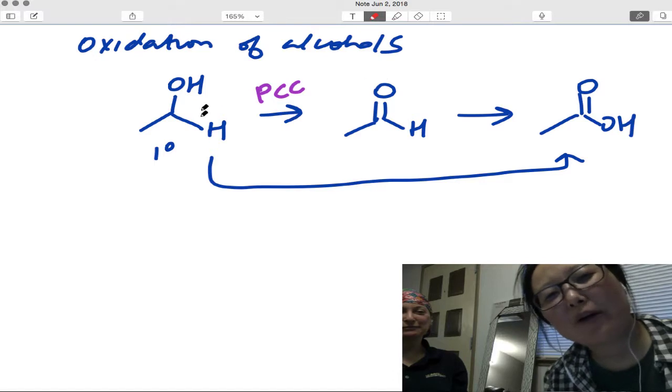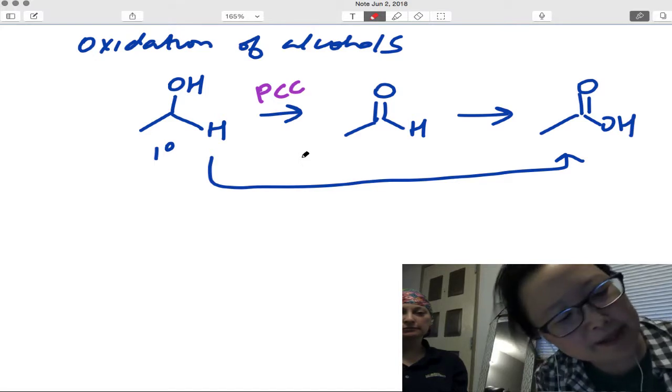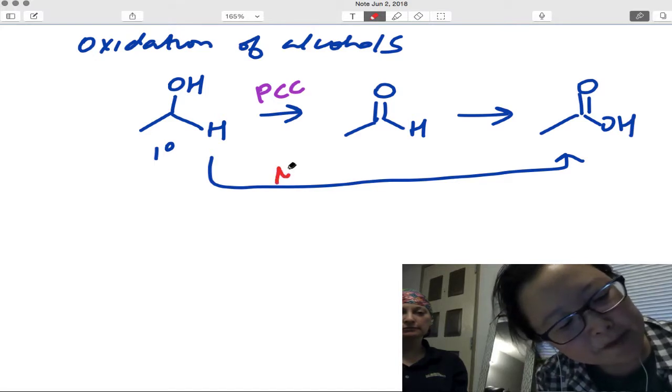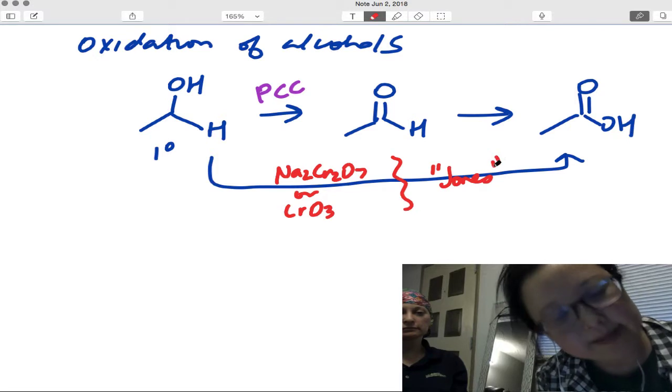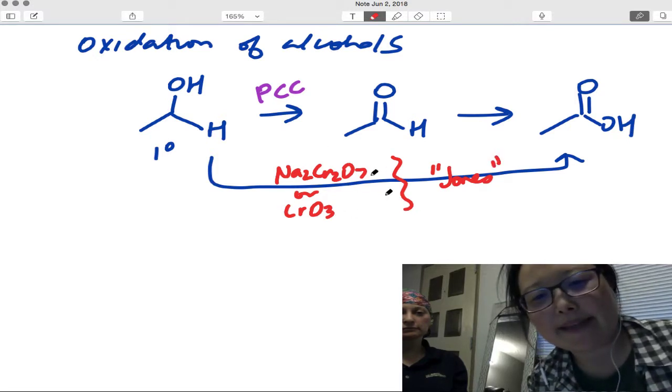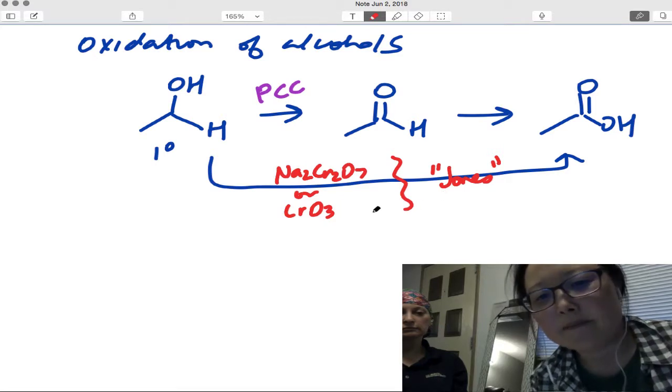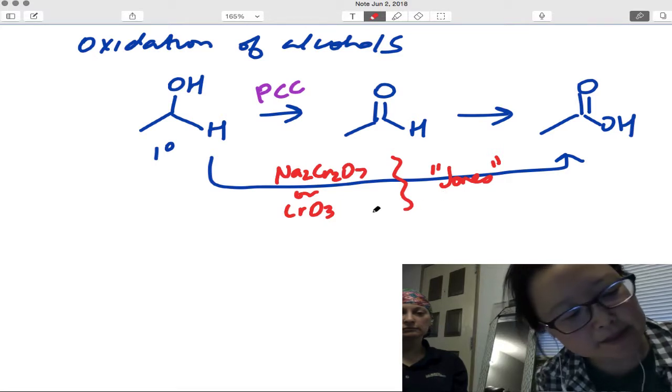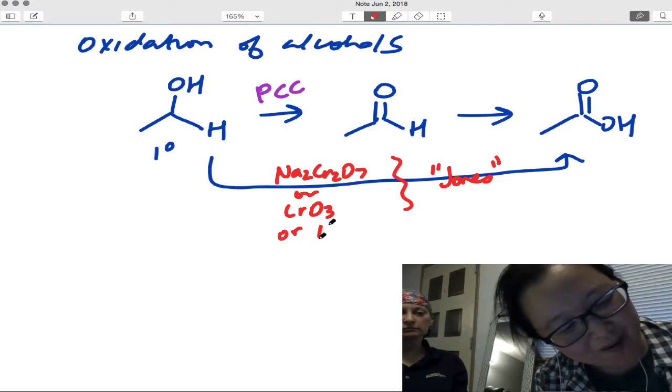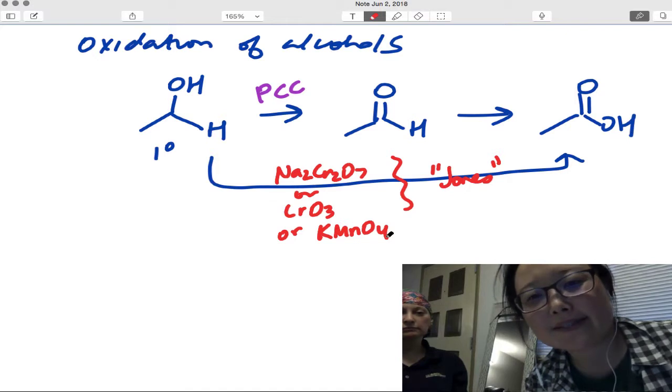But if you want to go all the way to the fully oxidized carboxylic acid, you want to use a stronger oxidizing agent. So you want to use either these chromium-based reagents, which you could simply call Jones reagent. Sometimes on standardized exams like the MCAT, you'll actually see these instead of Jones, but we tend to just write Jones because it's easier. Or you can write KMnO4. That's a very strong oxidizing reagent, which you saw before.